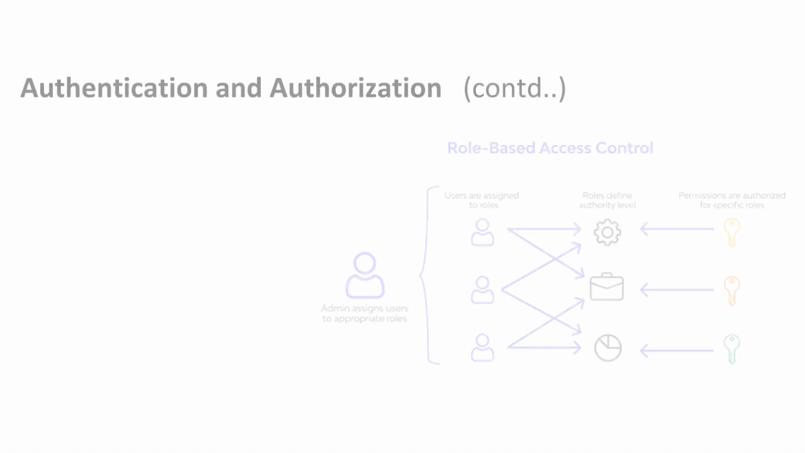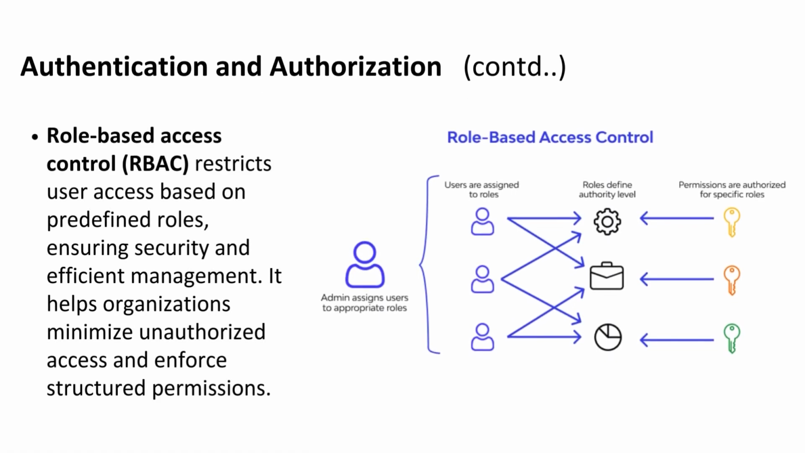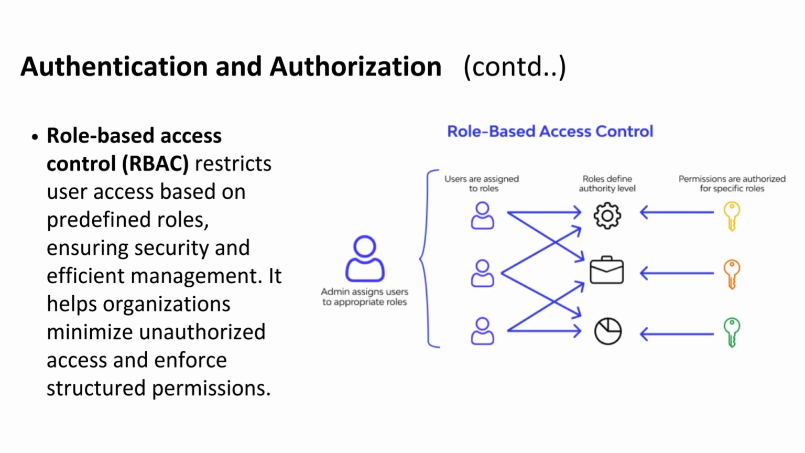Role-based access control, RBAC. It restricts user access based on predefined roles, ensuring security and efficient management. It helps organizations minimize unauthorized access and enforce structured permissions. So here the admin assigns users to appropriate roles, then users are assigned to roles, roles define authority level, and then permissions are authorized for specific roles. In this way, role-based access control works.